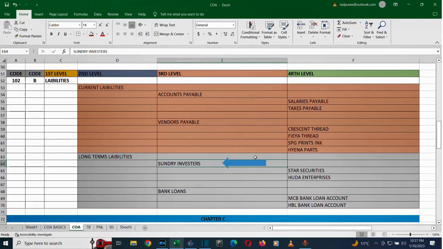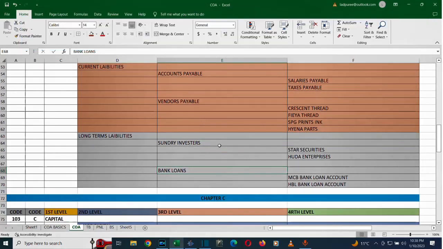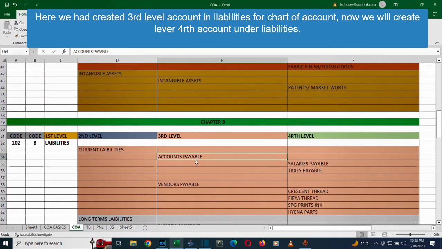A third level sundry investor account under the second level long-term liabilities account, and then a third level bank loan payable account under the second level long-term liabilities account. Long-term liabilities means a payable amount after a term decided with your investor or bank in an MOU. MOU means Memorandum of Understanding, an agreement settled between two parties. Here we have created third level accounts in liabilities for the chart of accounts.